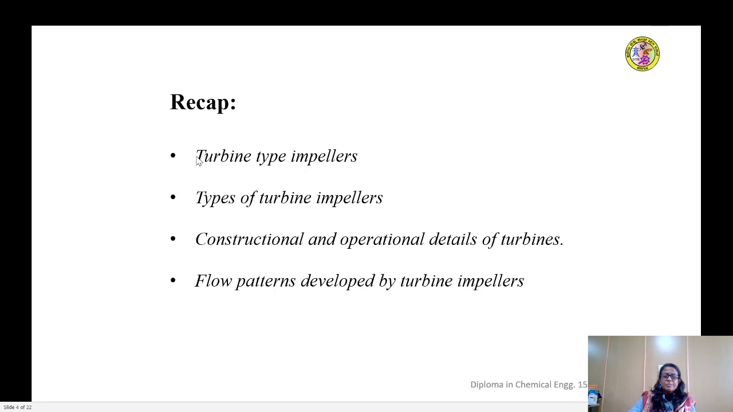So let me just take you back briefly to the topics learned in the last class. This exercise is important because, since the discussion is continuous, whatever you learned in the previous class will help you in understanding the present class topics also. These are the things that you learned in the last class. We discussed the turbine type impellers, the various designs of turbine type impellers, the constructional and operational details, and what kind of flow patterns the turbine type impellers create in an agitated vessel.